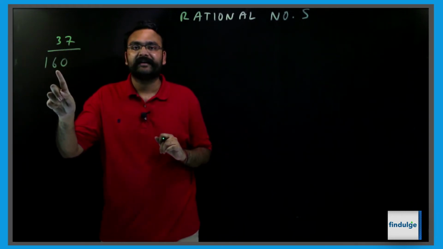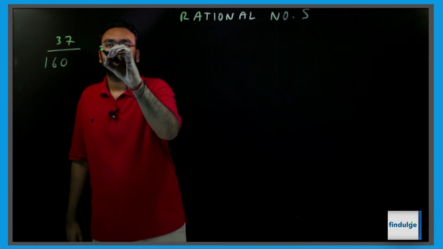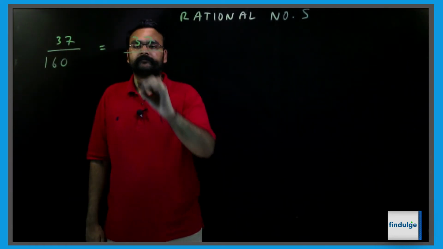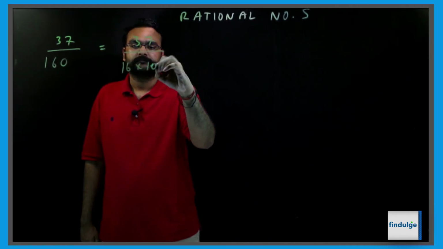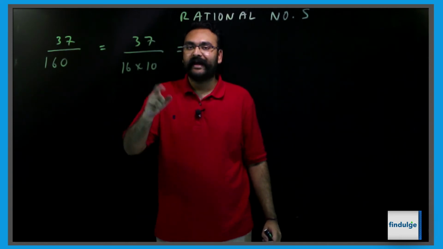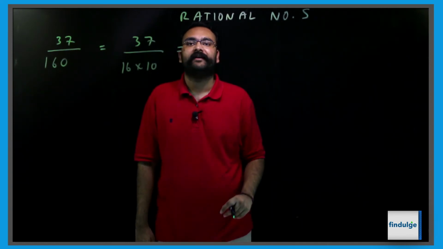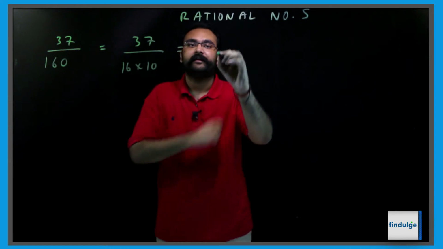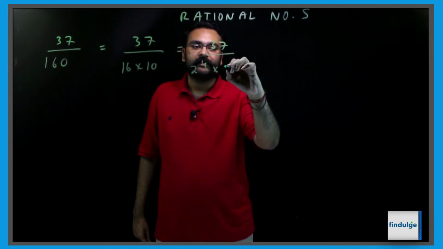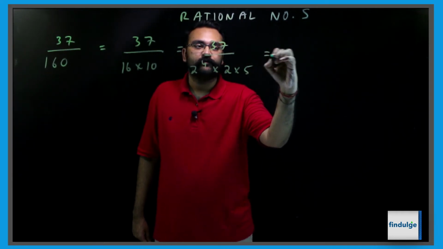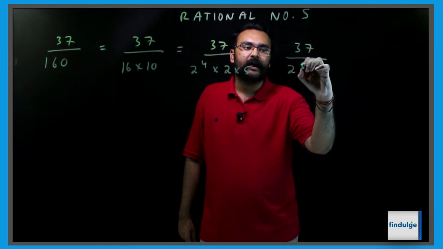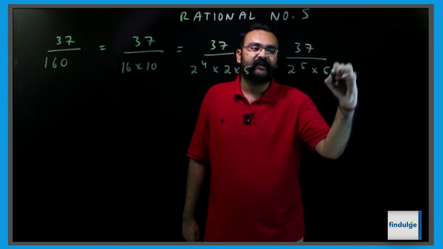Let's factorize our denominator. This is 16 into 10. 16 is 2 to the power 4. 10 is 2 multiplied by 5. So this whole thing is nothing but 2 to the power 4 multiplied by 2 into 5, which is 37 upon 2 to the power 5 multiplied by 5 to the power 1.